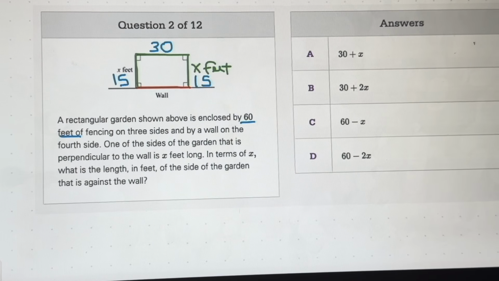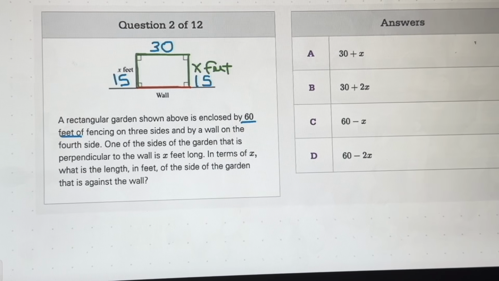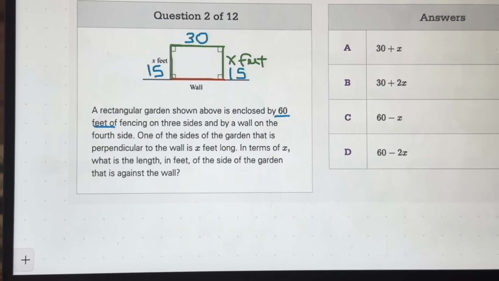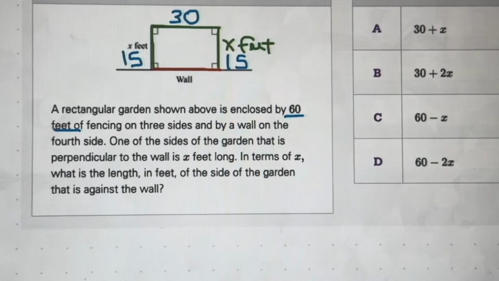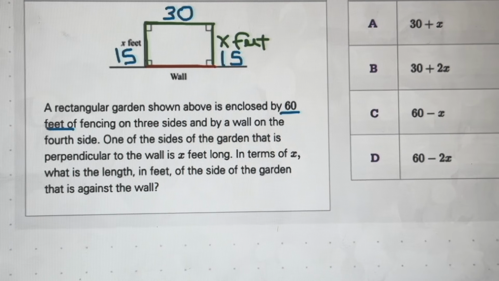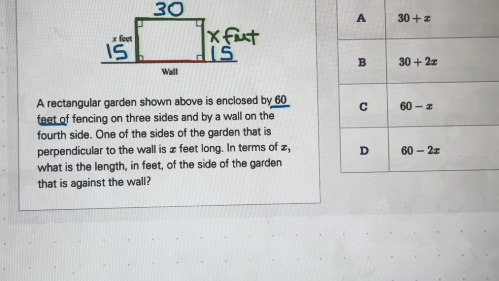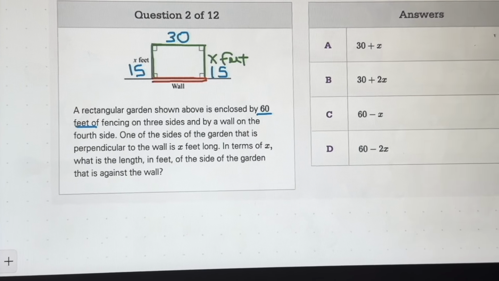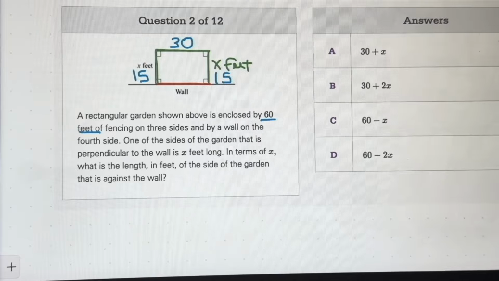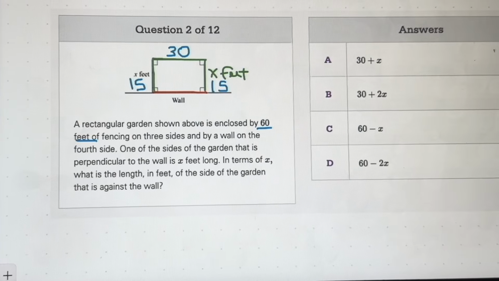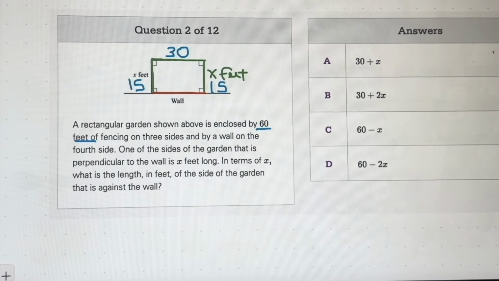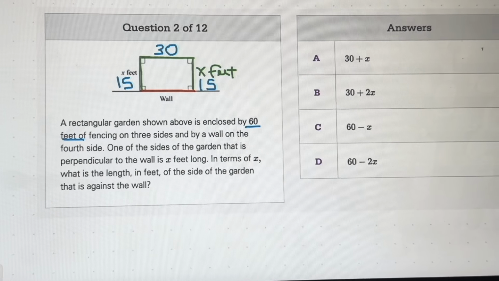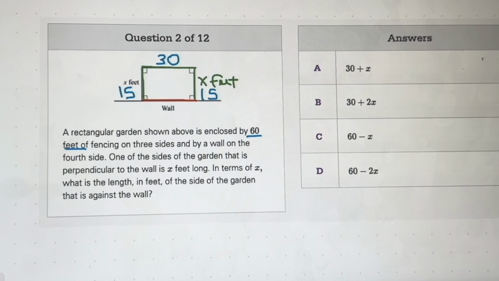By the way, what's the length now of the garden on the side of the wall? I'll bet you know what it is. You can just look at it and tell me. But remember, we're looking for that length right there, the length against the wall. You could probably just look at it and tell me what that length is. You don't have to calculate anything. What's that length?